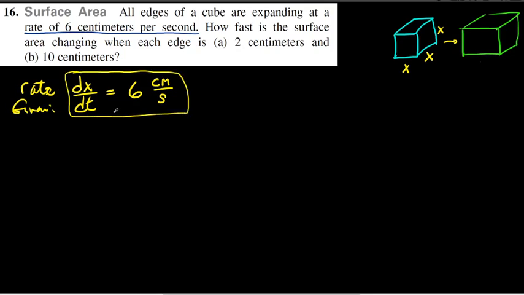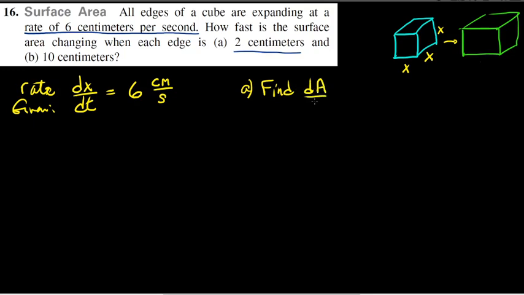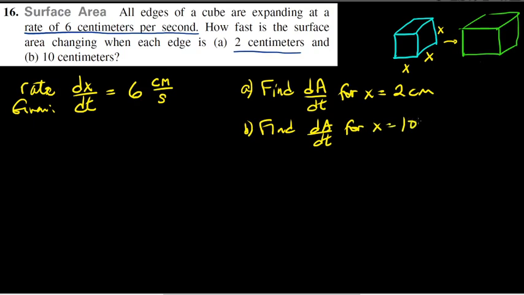Okay. And so the question is, how fast is the surface area changing when each edge is, and then there's two parts to this. Part A, when x is 2 centimeters. So let's write that down. So what are we looking for? We're looking for the rate of change of the area, the surface area of the cube, for x is equal to 2 centimeters. And then part B, again, we want to find the same rate of change of the area of the cube for x is equal to 10 centimeters. So we're just plugging in different numbers, right?